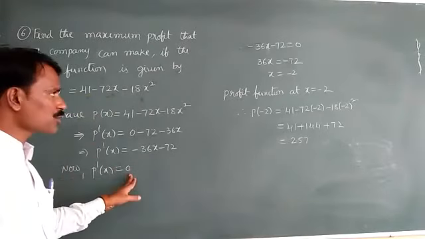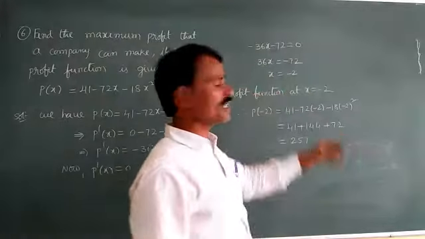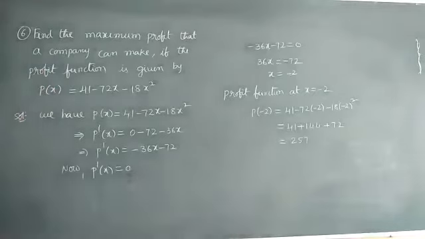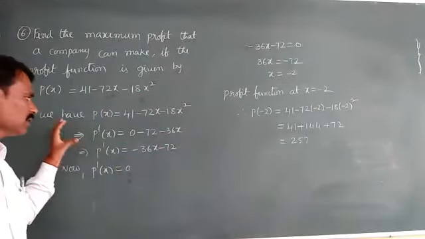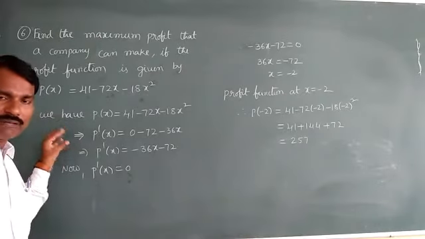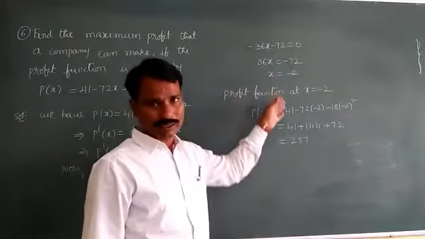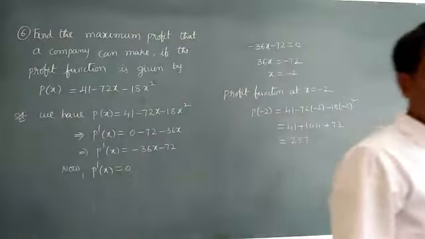P dash of x is equal to 0, and by calculating we get x is equal to minus 2. Profit function at x equal to minus 2 means p of minus 2, calculation gives 257. This is a simple problem. Just differentiate the function, set the derivative equal to 0, then you will get the critical point. At that critical point, the maximum value is p of minus 2. Okay, calculate.